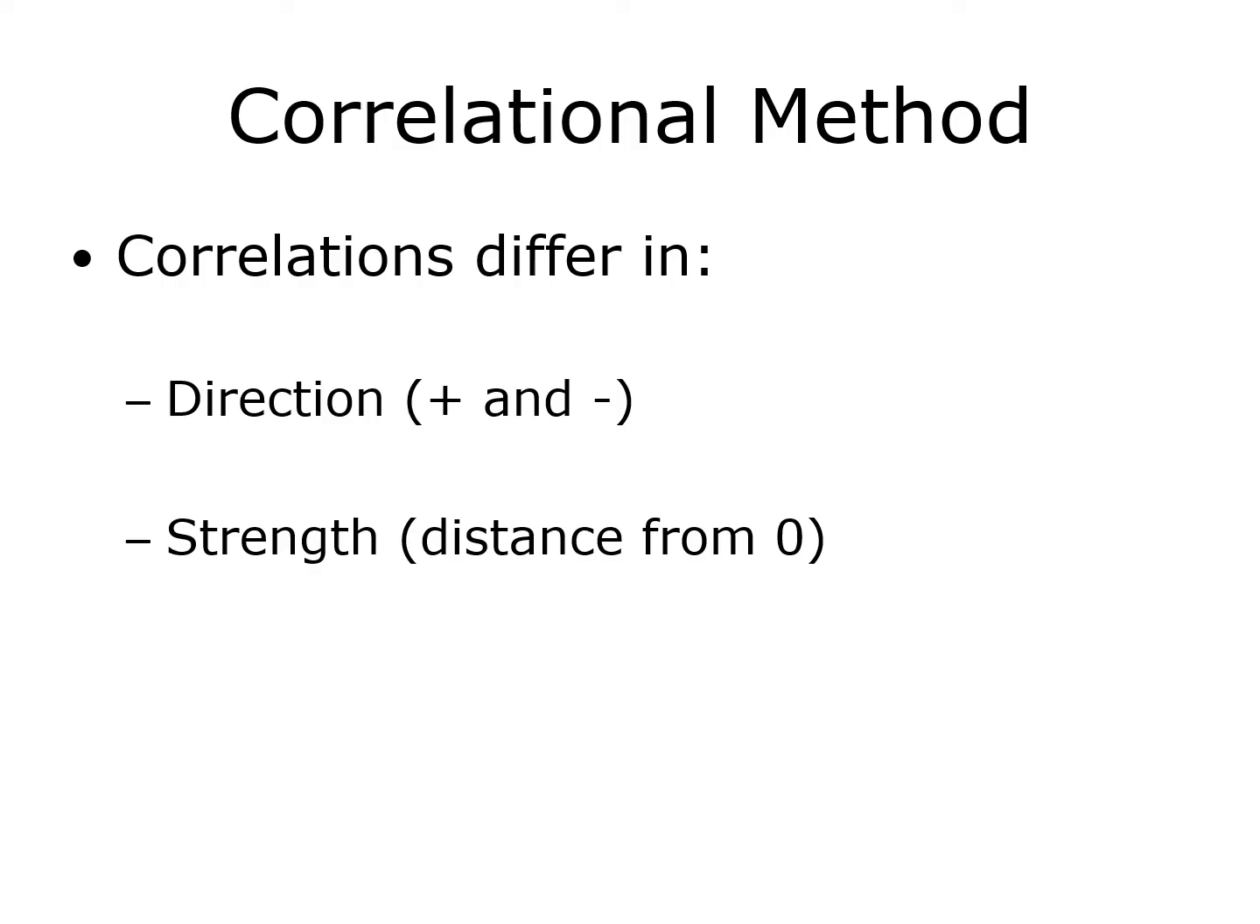So we already talked about that strength. Let's talk a little bit about direction. When I say that correlations differ in direction, meaning that they're either positive or negative, please do not think of positive and negative in the sense that it's good or bad. Positive here means something completely different, and negative means something completely different. It has nothing to do with good or bad.